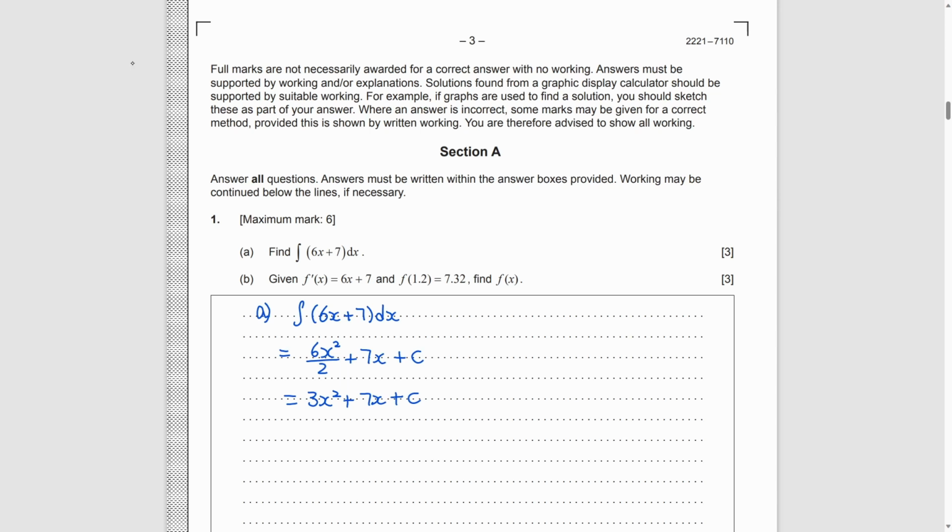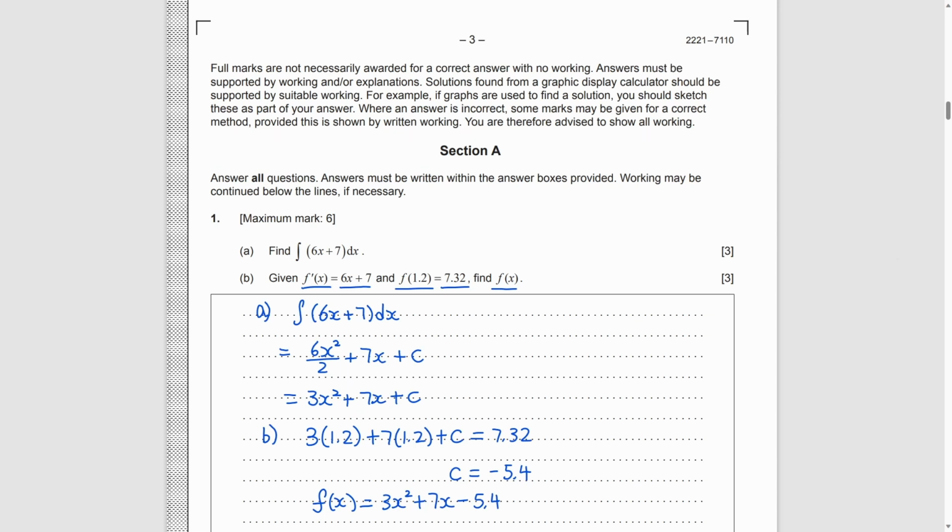Part B. f'(x) is 6x plus 7, and f(1.2) is 7.32. We try to find f(x). So, by the result in A, we just need to substitute 1.2 for x and 7.32 for f. Then, we can solve this equation and get c equals negative 5.4. Remember, use calculator for paper 2.